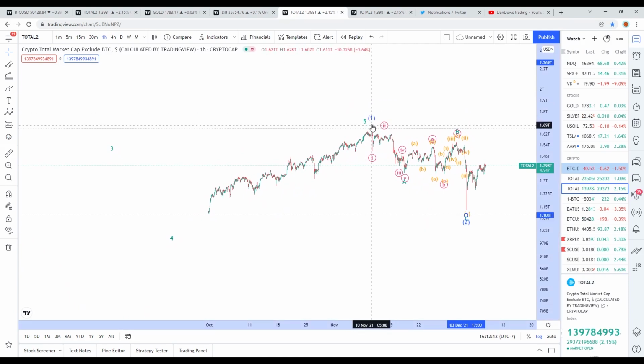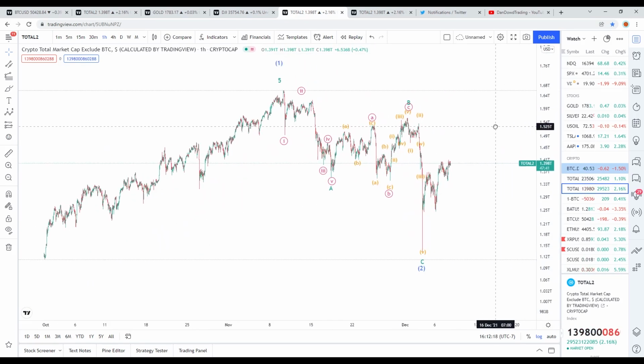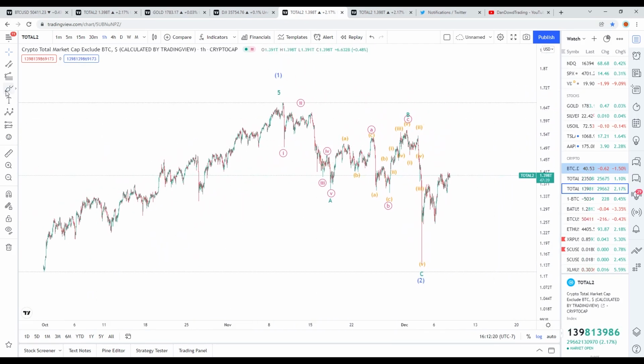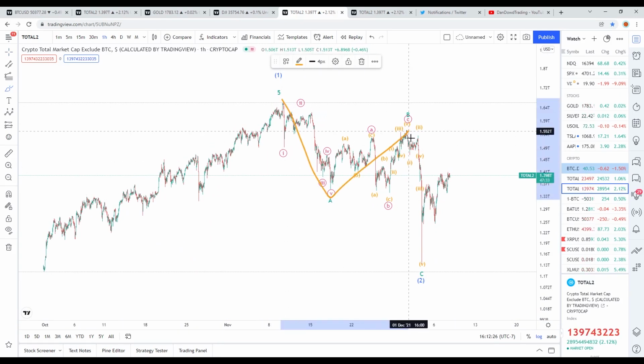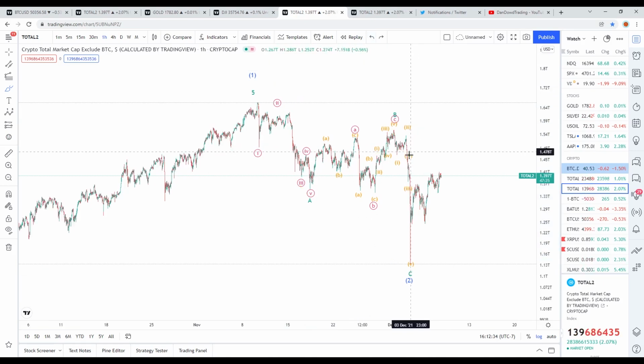Now since I believe that this is the top of intermediate wave 1 and this is intermediate wave 2, I'm going to be subdividing this structure for you guys. I see a clear zigzag to the downside, so within a zigzag it is a 3 wave move. So you have A, B, C. Within A there's 5 waves, within B there's 3 waves, and within C there's another 5 waves.